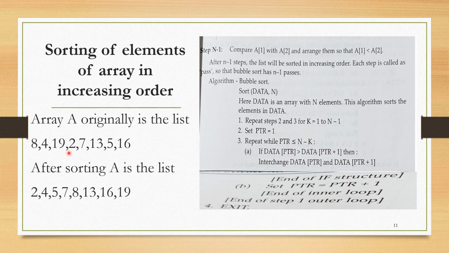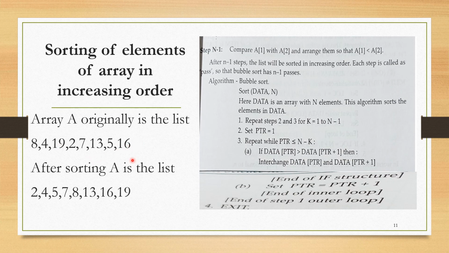Then in the second iteration, 8 comes here, 8 and 19. The bigger one is pushed back. Now in 8 and 19, 19 is bigger than 8, so no action will be taken. Then next iteration, 19 and 2. So 19 is moved back and 2 is moved forward. 2 will move forward by this logic. This way finally what will happen? The highest number in this array, 19, will come at the end.